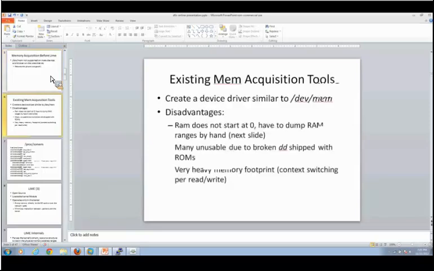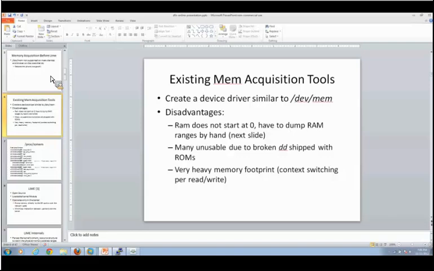So then, as I talked about, we tried to take existing tools and make them work. The way that these work is they create their own device driver that's similar to dev-mem, but then they implement it in the background. One of the big differences is that these tools are able to get all of RAM. So if you're on a real machine that has 8 gigs of RAM, 32 gigs of RAM, however much it is, there's no limit.